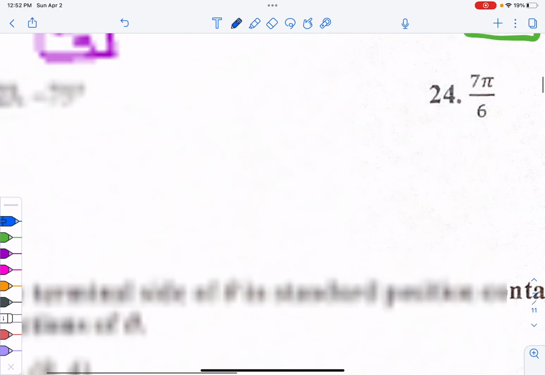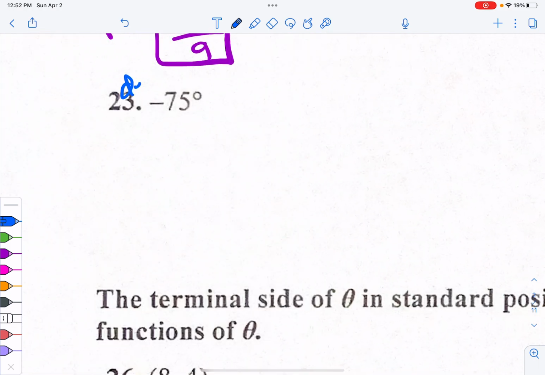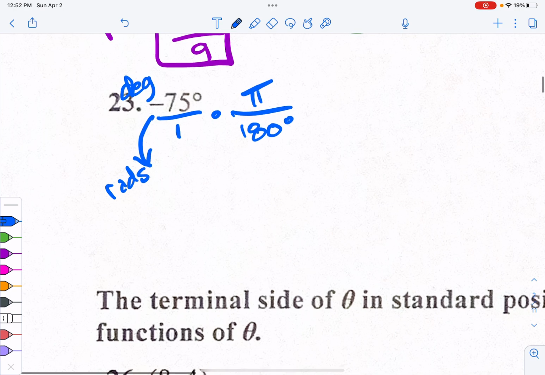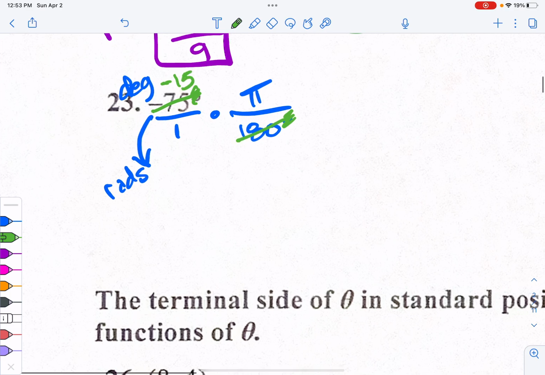Okay. All right, down here, this is a degree. We've got to switch to radians. So I'm going to make it into a fraction over 1 times, and I want to put the 180 degrees on the bottom. I want to put pi up here, and the degrees are going to cancel. And then 75 and 180, if I divide by 5, 75 divided by 5 is negative 15. And 180 divided by 5, I think we said was 36 just a minute ago.